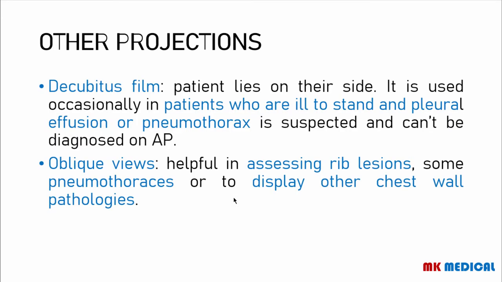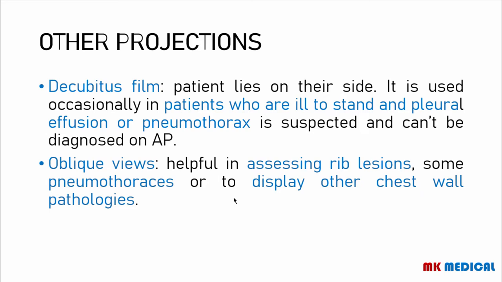So other projections that we may order include things like a decubitus film, where the patient is going to be lying on the side. And of course, this is used occasionally in patients who are too ill to stand, in patients with pleural effusions, in patients with pneumothorax, where you're suspecting these but can't really diagnose them on an AP. So you can do a decubitus film where the patient lies on their side.